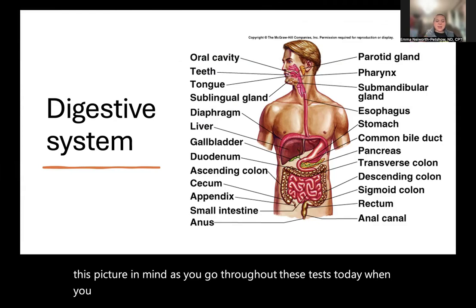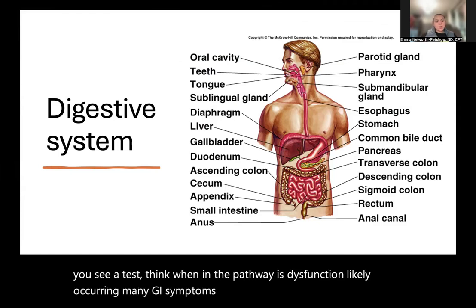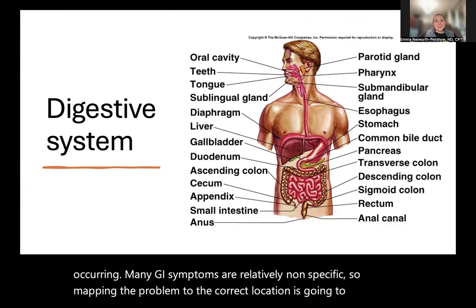When you see a test, think: when in the pathway is dysfunction likely occurring? Many GI symptoms are relatively non-specific, so mapping the problem to the correct location is going to be a key diagnostic skill.